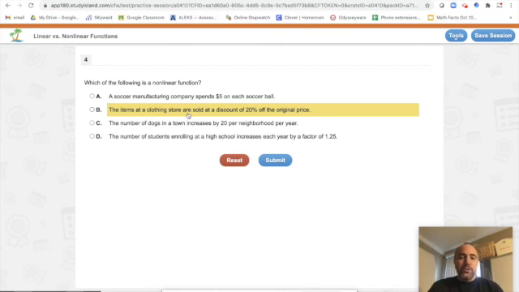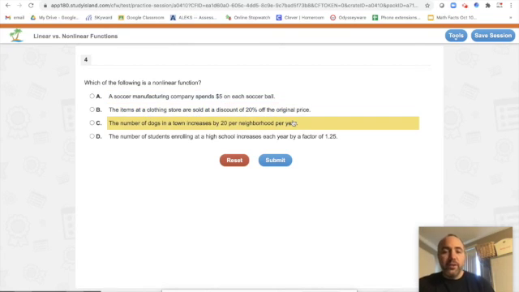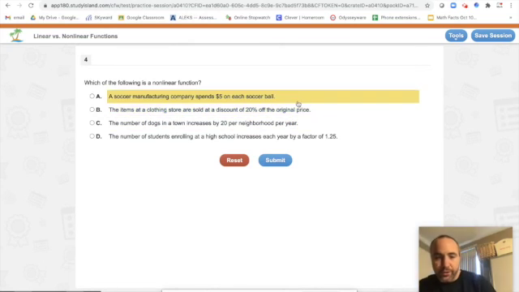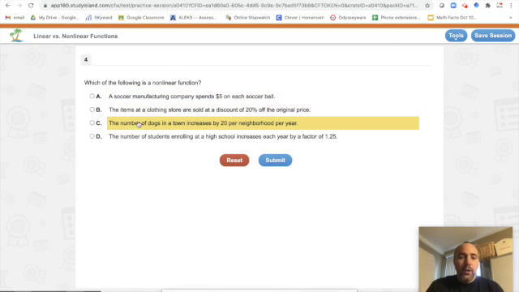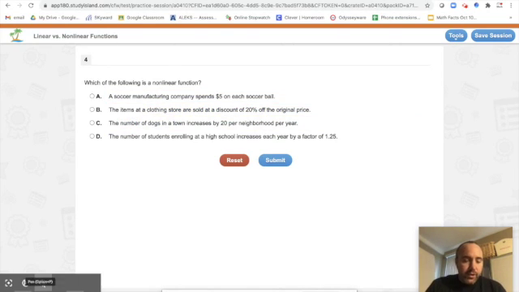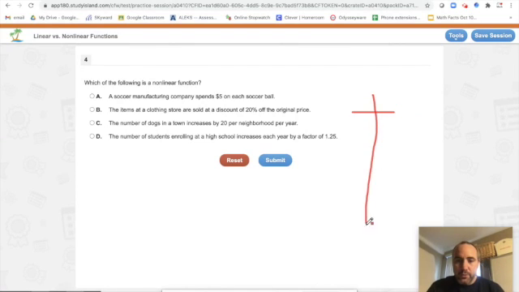Items at a clothing store sold at a discount of 20% off the original price. So if we look at, let me get a table going here. I love my tables.